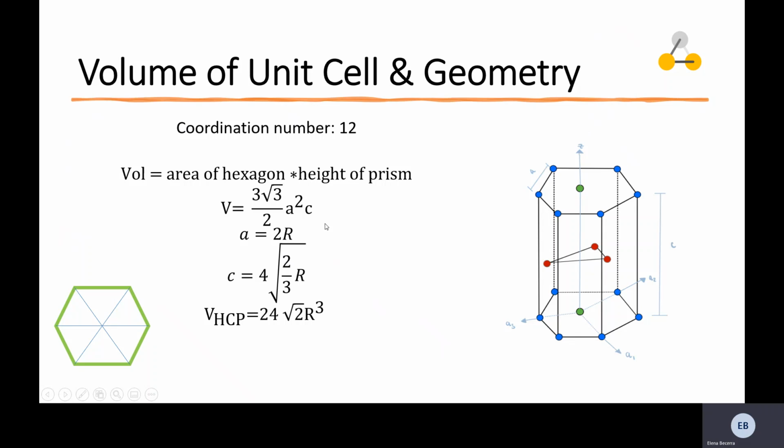Now, the volume of this unit cell can be computed by the area of the hexagon times the height of the prism. So this can be further reduced down to 24 times the square root of 2 times the radius cubed.